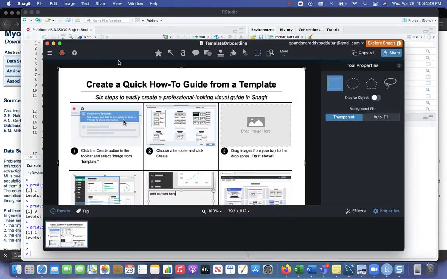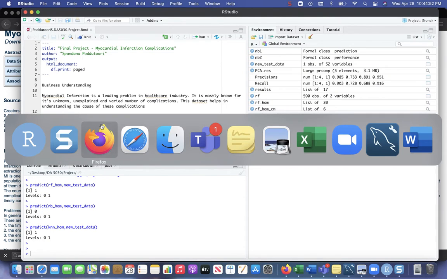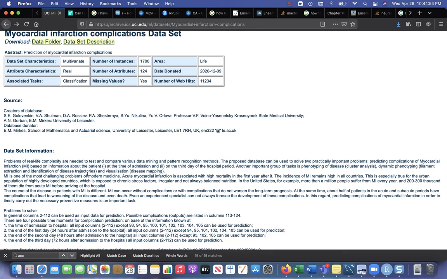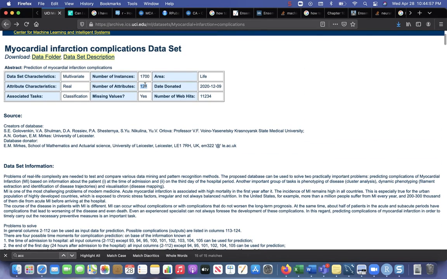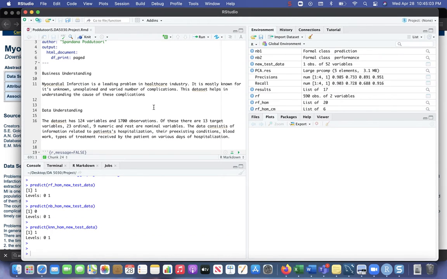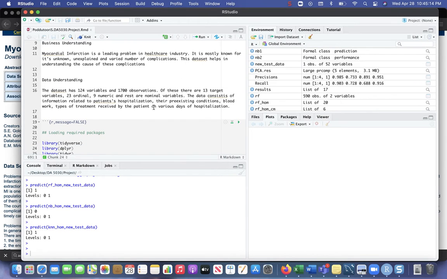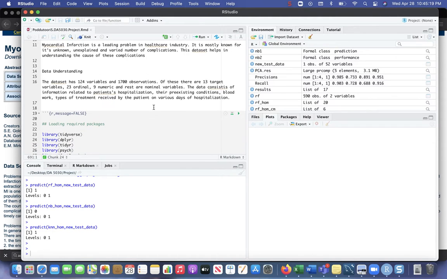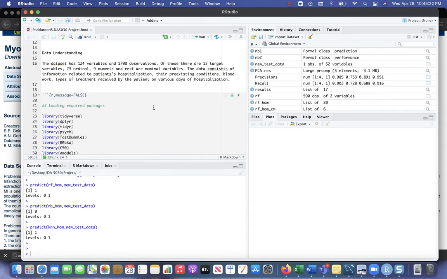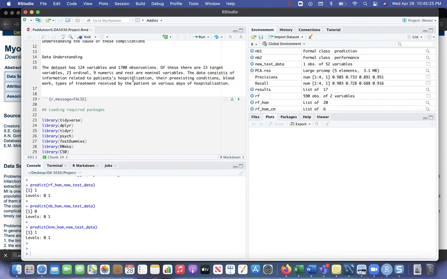This dataset can be found in UCI machine learning, and it has 124 variables and 1700 instances. So myocardial infarction is a leading problem in healthcare, and it is mostly known for its unknown, unexplained, and varied number of complications. And this data set helps us to understand some of these complications or why these complications are happening. And coming to the data part, it has, as I mentioned, 124 variables and 1700 observations.